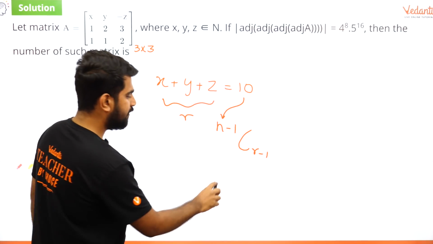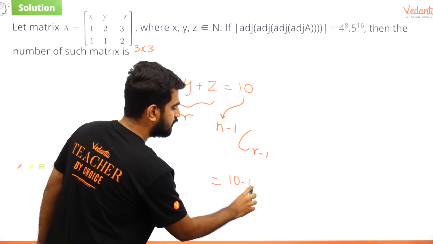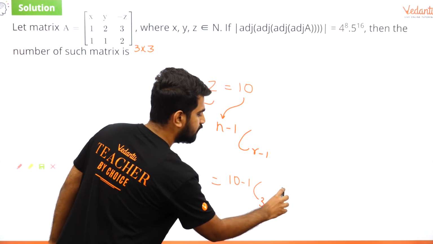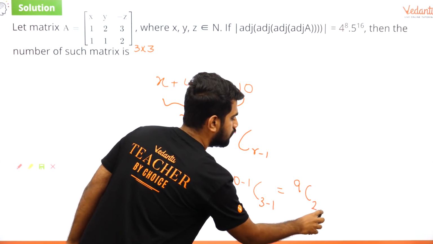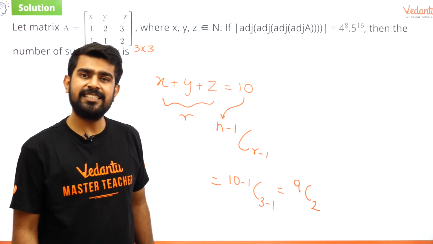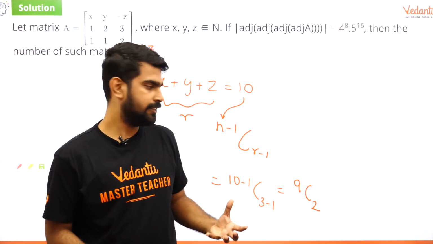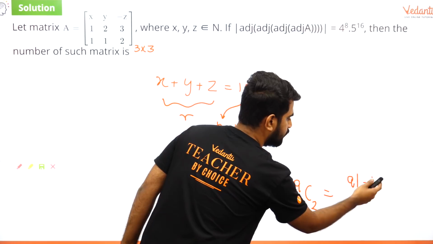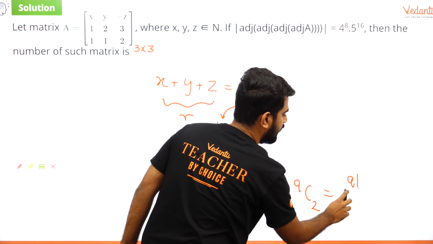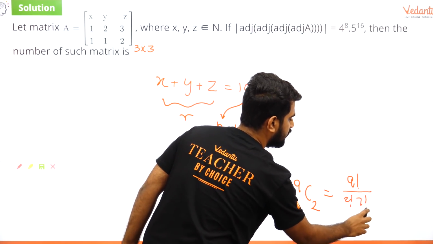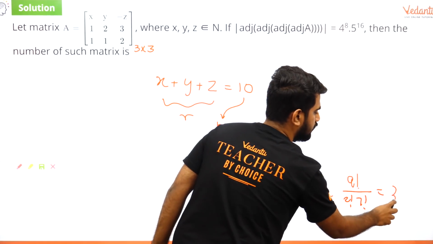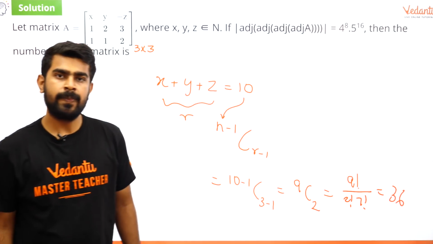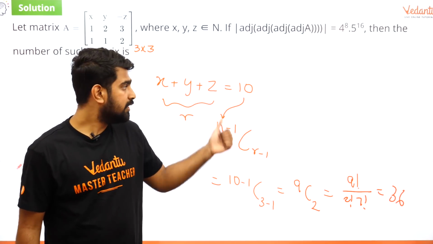So what do we have? It is going to be 10 minus 1 C 3 minus 1, which is 9C2. And what is the answer, guys? 9C2 is nothing but 36. 9C2 can be calculated as 9 factorial divided by 2 factorial times 7 factorial, which is 36. Is that fine?